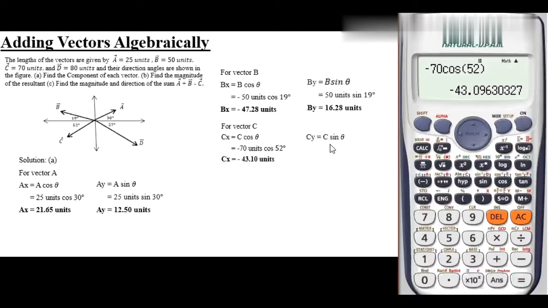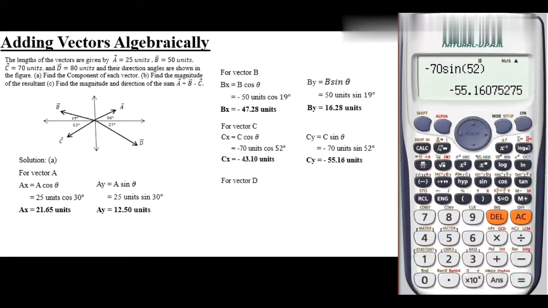So for Cy, we have C sine theta. Substitute the value, that is equal to negative 70 units sine 52 degrees. Again, Cy is negative since vector C is plotted in the third quadrant where the Y component is negative. So Cy is negative. Plug in the values to your calculator. That is 70 units sine 52. That is equal to negative 55.16 units. So Cy is equal to negative 55.16 units.